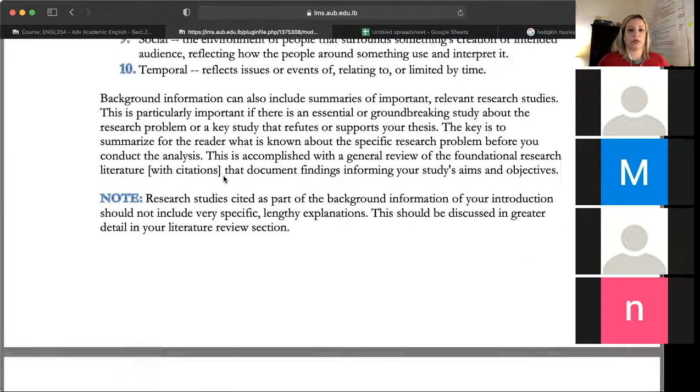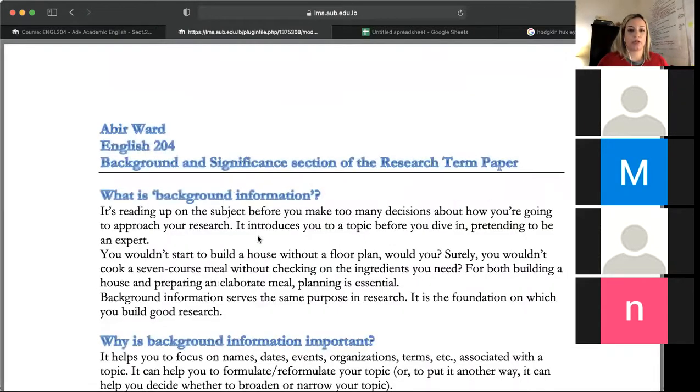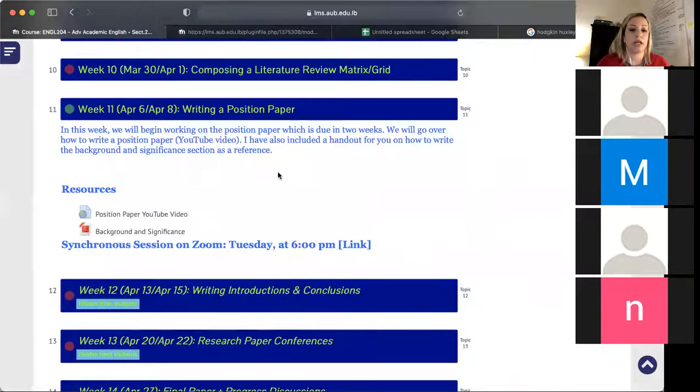So this is basically what a background and significance section is. It is a section. I don't want it to be long. And so when I say I don't want it to be long, this means that I do not want it to be more than a longer paragraph. So it should be almost not more than a page long, double spaced.